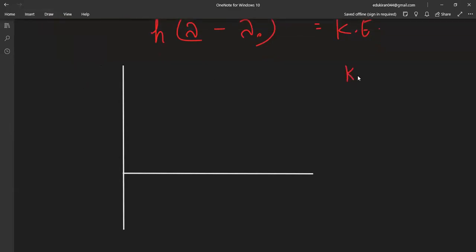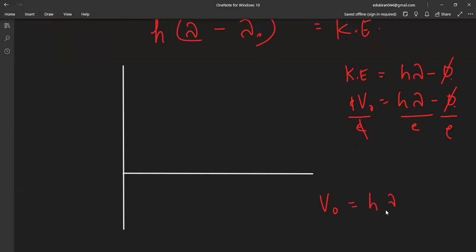So if we write the equation of kinetic energy, that is h nu minus the work function, right? So kinetic energy is written as eV naught, which is h nu minus work function. If we divide it by e, so this gets cancelled. We get V naught is equal to h by e into nu minus phi naught by e.